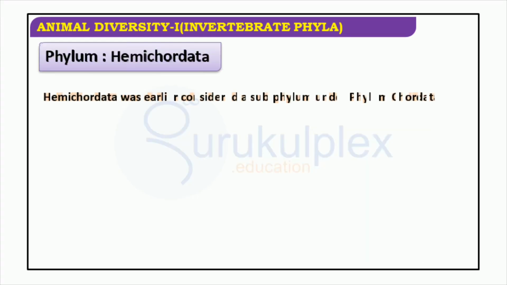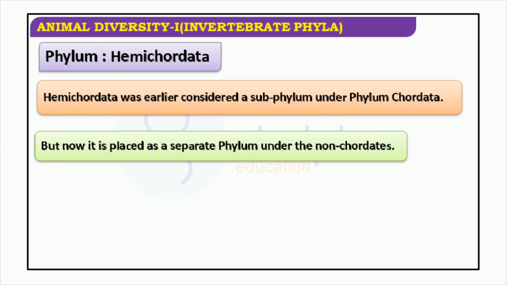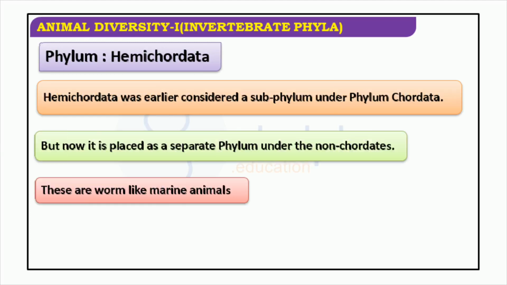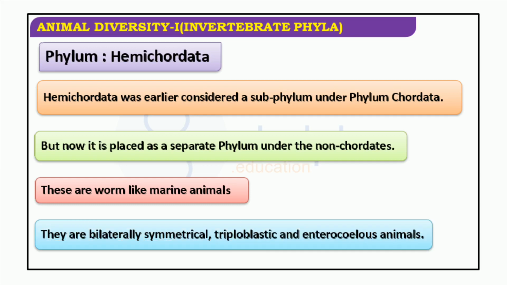The animals in question have a unique taxonomic history. Once believed to be part of the Chordata phylum, they were seen as a bridge between chordates and invertebrates. Recent studies, however, have put them in their own phylum, the Hemichordata. These creatures are worm-like marine animals, possessing bilateral symmetry, triploblastic organization and enterocoelous body cavities. They are intriguing and mysterious, and keep fascinating us even today.